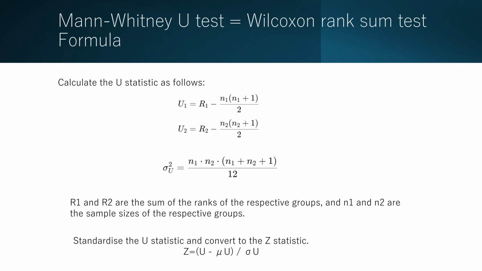Okay, next. Next is the Mann-Whitney U test. This is equal to the Wilcoxon rank sum test. The same test. This test and this test are the same. And the formula is here.